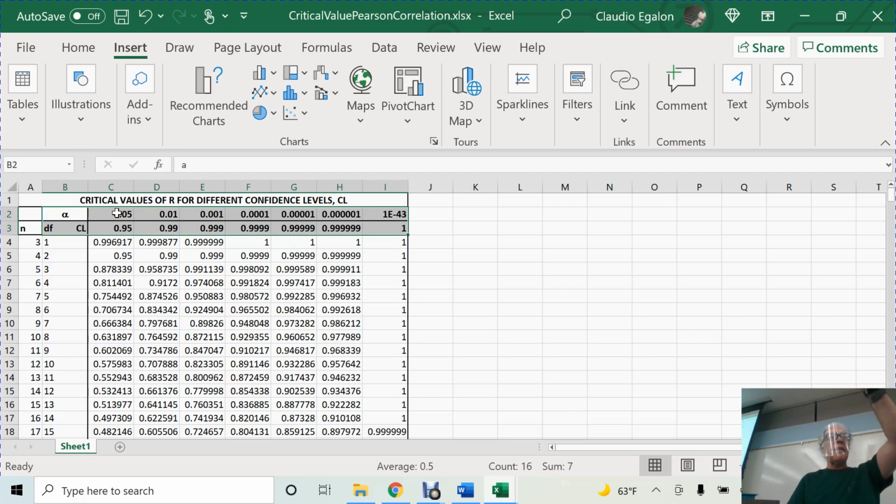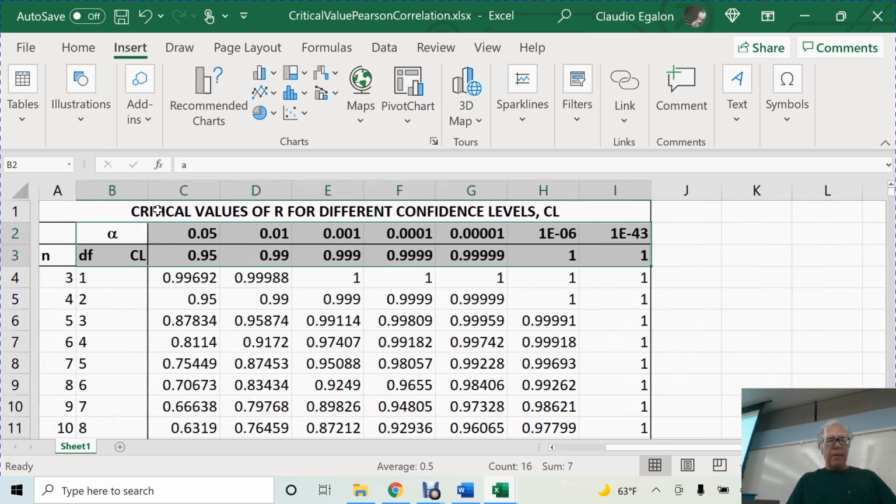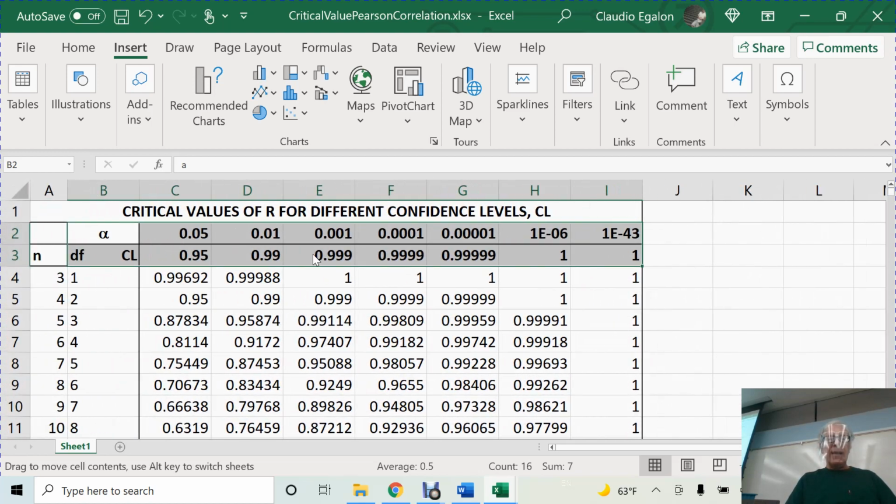I'm going to tell you what CL is very soon. Here you go, 0.99, 0.01. See that? We're going to be using that. 0.999, 0.001. See that? And so on. Okay? This number, as you go to the right, gets closer and closer to 1.